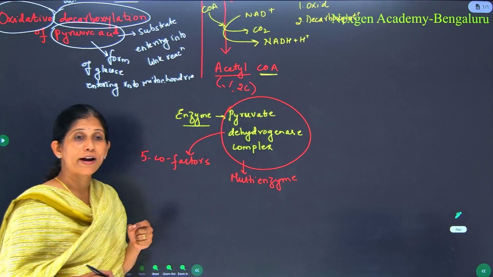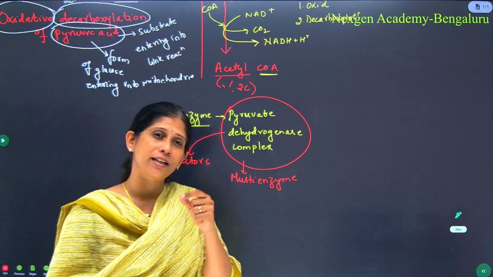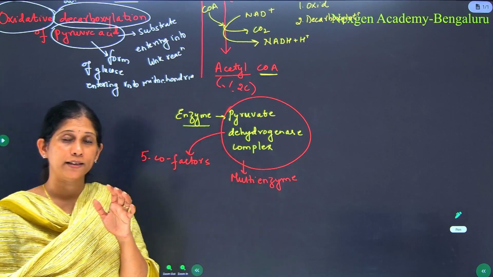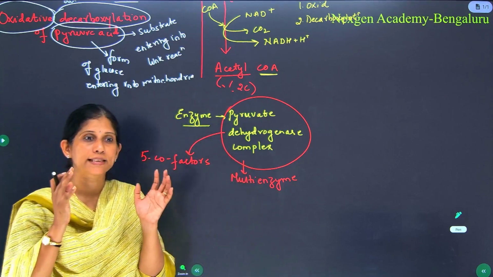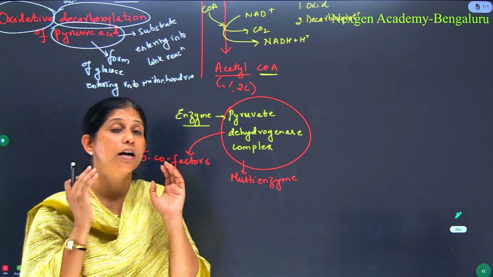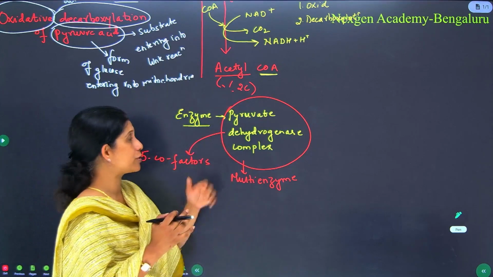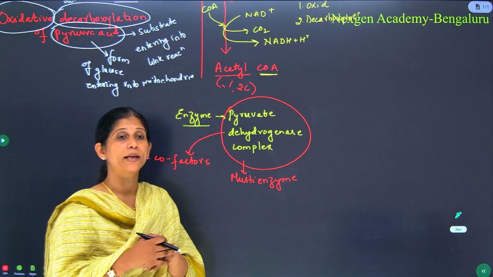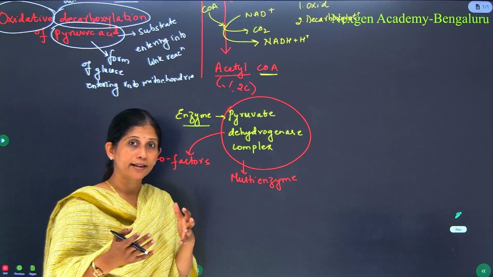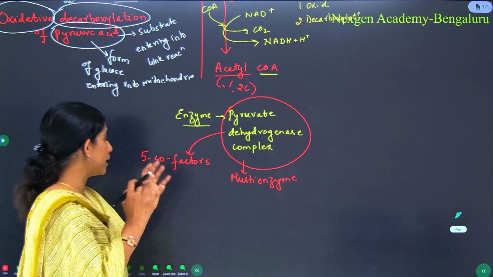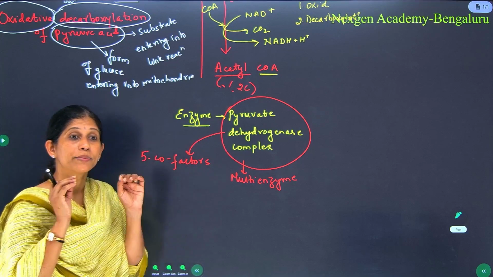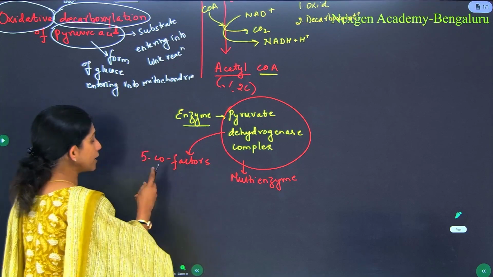Usually one enzyme has only one cofactor unless it is a huge enzyme. So huge enzymes require multiple subunits and multiple cofactors. One such example is your pyruvate dehydrogenase complex, which will be catalyzing your link reaction. So this enzyme is having how many cofactors? 5 cofactors. So what are the 5 cofactors?